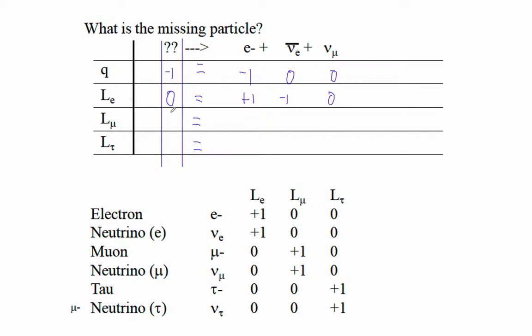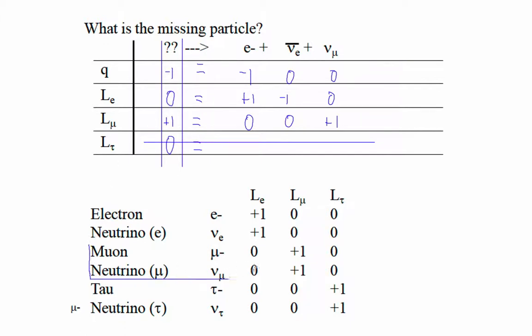Okay, so let's look at the mu numbers here. This guy's 0, 0, +1. So this has to be +1. Right? Starting to look like a muon. And then there are no taus, right? So there's 0 tau. So what is a charge of -1 and is a muon?